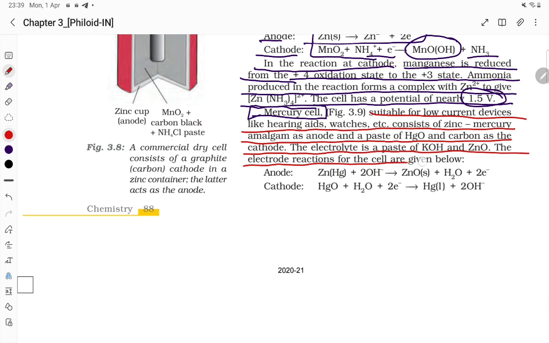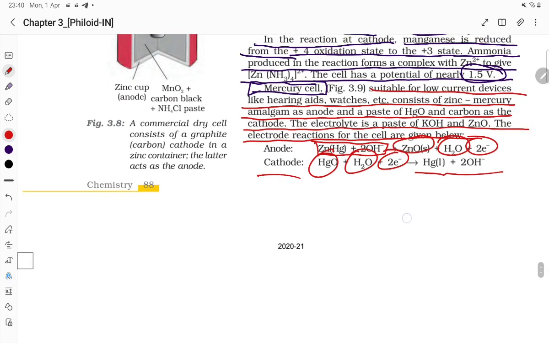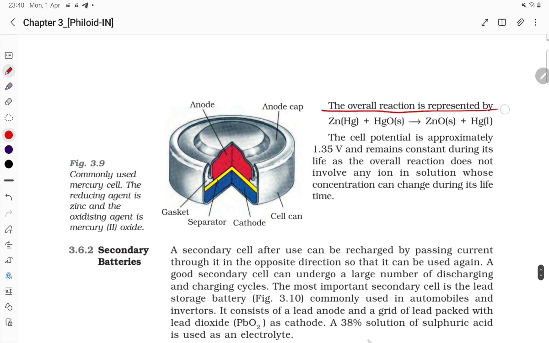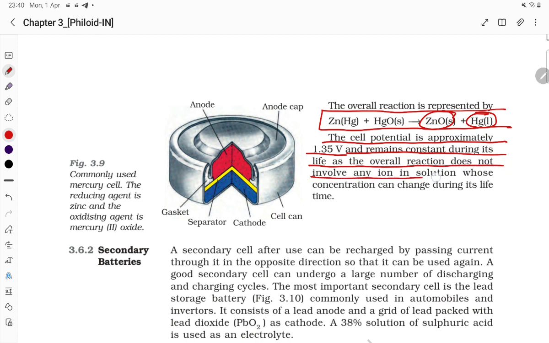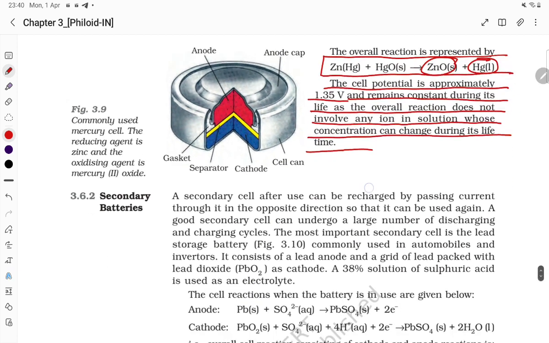The electrode reactions for the cell are as follows. Anode: Zn(Hg) plus 2OH- gives ZnO plus H2O plus 2 electrons. Cathode: HgO plus H2O plus 2 electrons gives Hg plus 2OH-. The overall reaction is represented by Zn(Hg) plus HgO converting into ZnO plus Hg. The cell potential is approximately 1.35 volt and remains constant during its life, as the overall reaction does not involve any ions in the surrounding solution whose concentration can change during its lifetime.